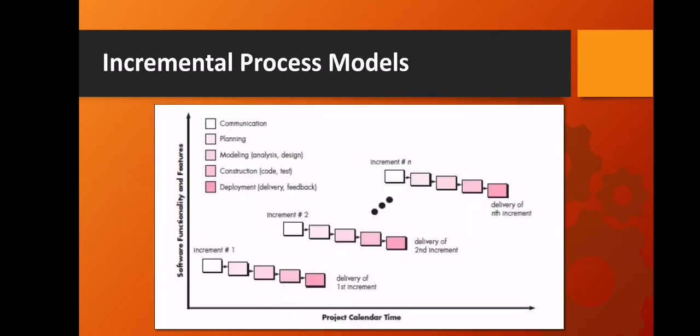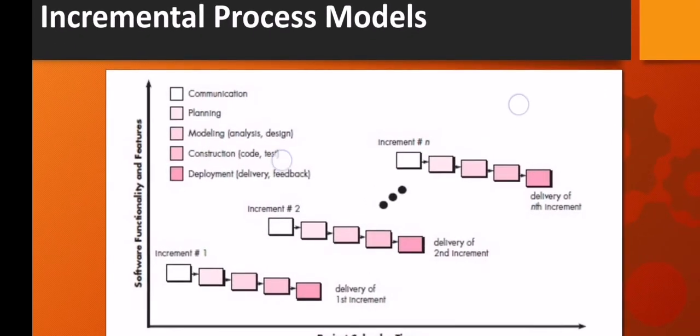The next is the incremental process model. So here is a paradigm of an incremental process model. Let me zoom in. So as you can see, there is an increment number one, increment number two, and increment number up to n. So there is a progression. That is why it is called the incremental process model.